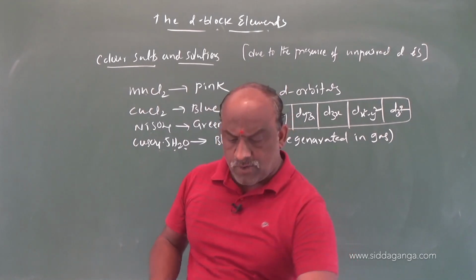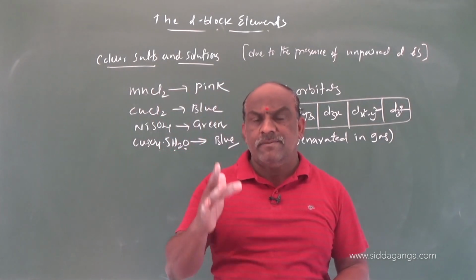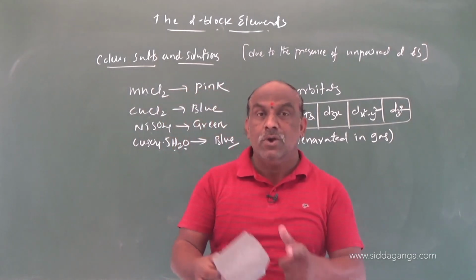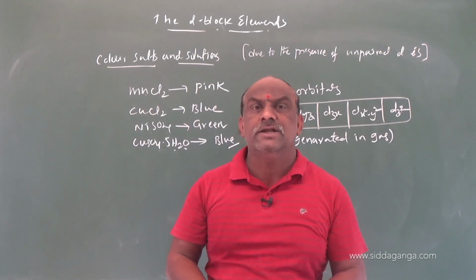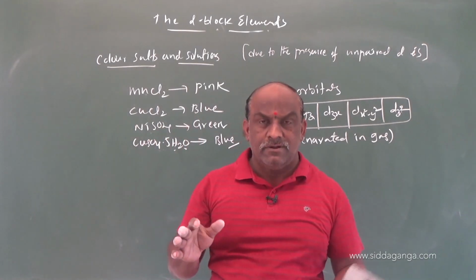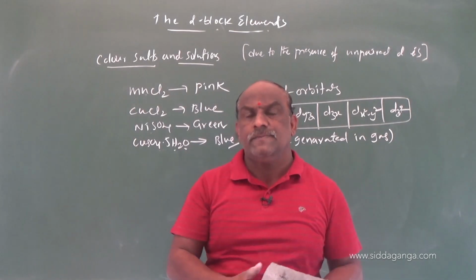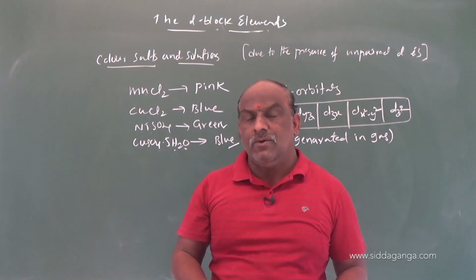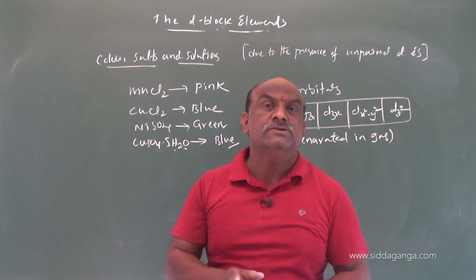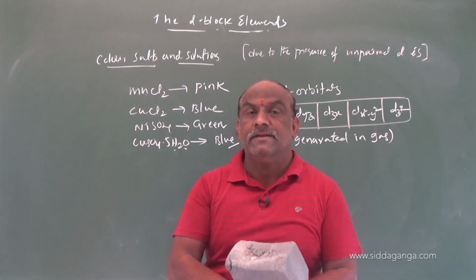Then what happens? Splitting takes place. Some orbitals move to higher energy levels, and some move to lower energy levels. That splitting is said to be crystal field splitting. In complex compounds, the professor gave detailed information regarding this crystal field splitting. How does splitting take place? In the presence of ligands. Only in the presence of ligands does splitting take place. In the absence of ligands, there is no splitting. Clear?